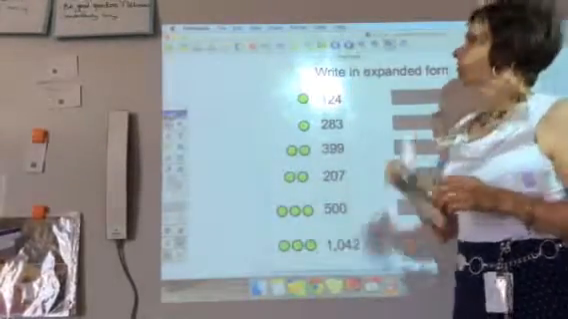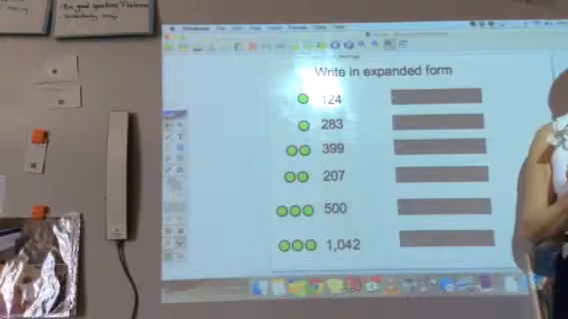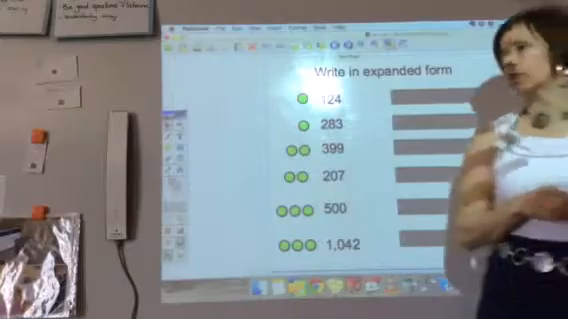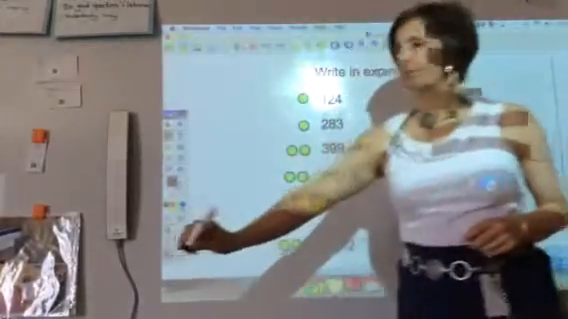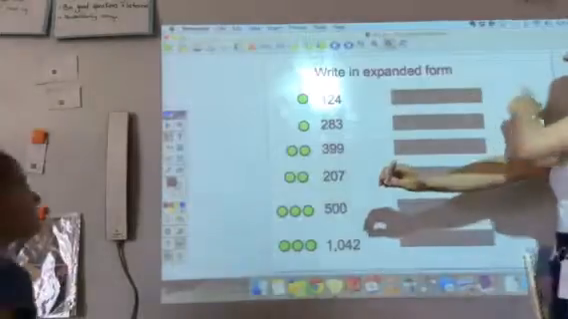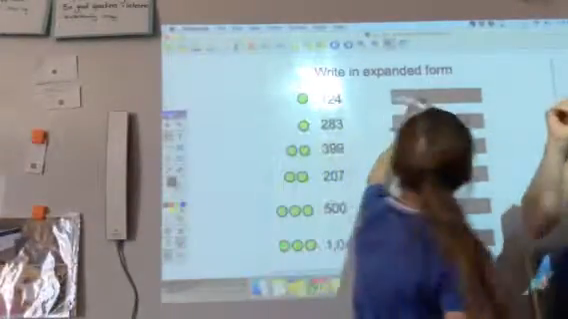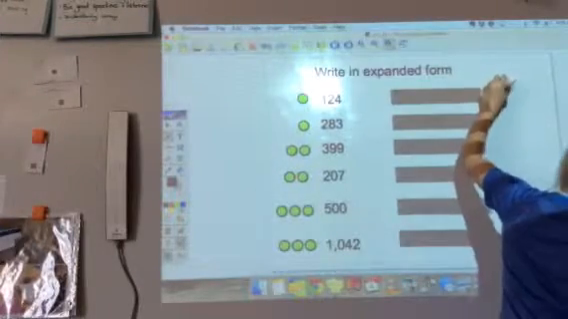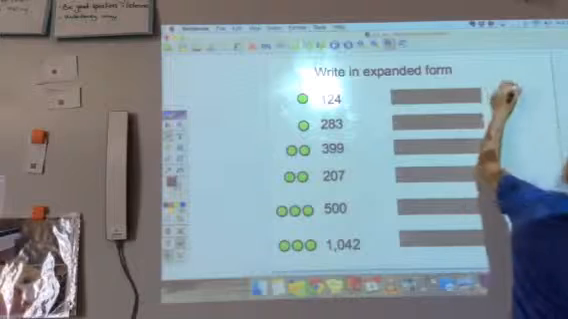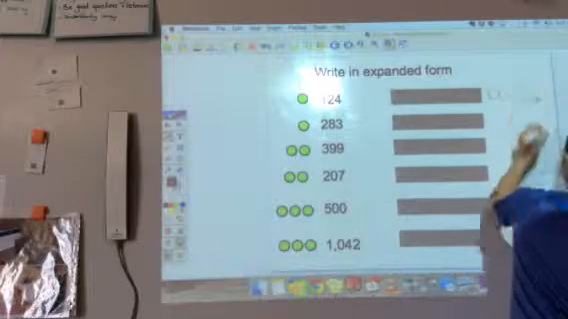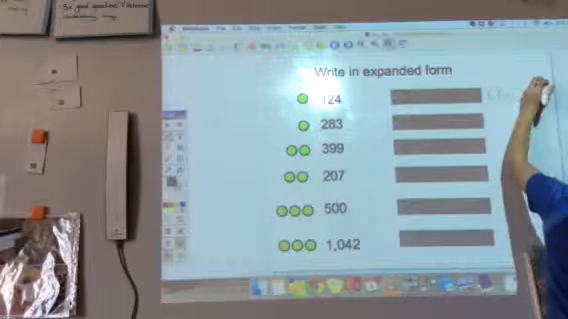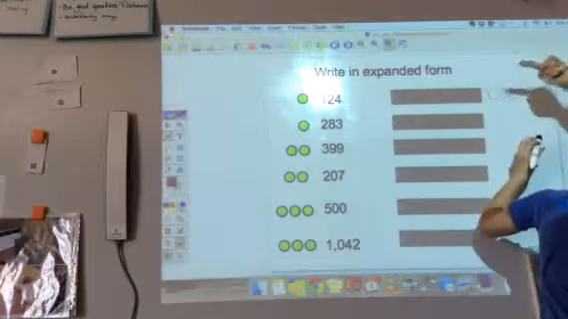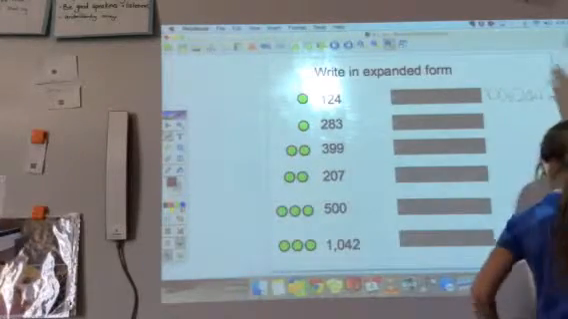Write in expanded form. So the first one that we're doing, expanded form. What would it look like? Someone can come up and write it for us. Write it right here. So you're going to need this back. Okay, so say it while you do it. 100 plus 20 plus 4 equals 124. Okay, so expanded form, remember, it's taking it out.